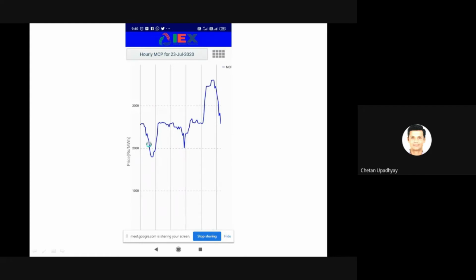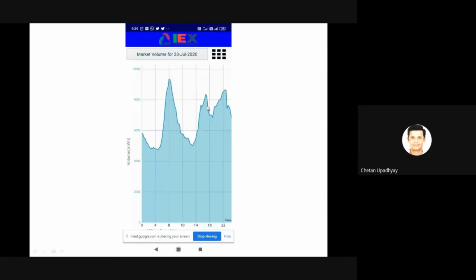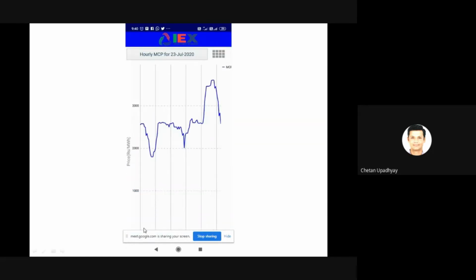So if you click on the third one, prices, it will show you the price graph. That is again with respect to time. Can you see the x-axis? Yes, sir. Okay, so with respect to time, you can have prices, that is rupees per megawatt hour. So this is around 2,800, something like that. So it is varying from 0 hours too. You can understand the peak hours from this graph.